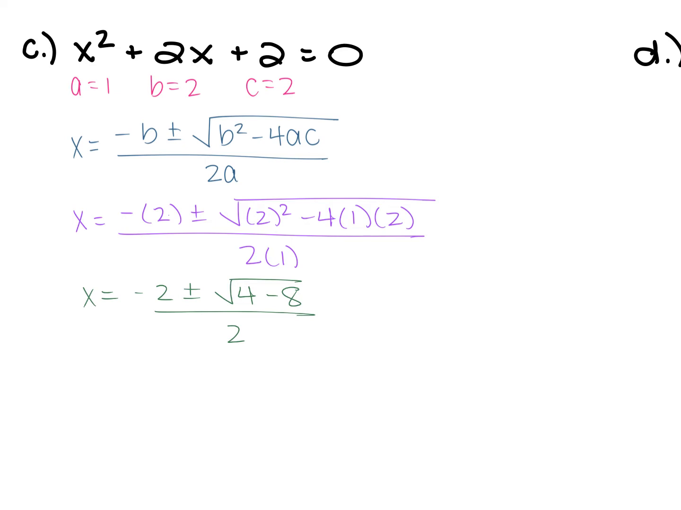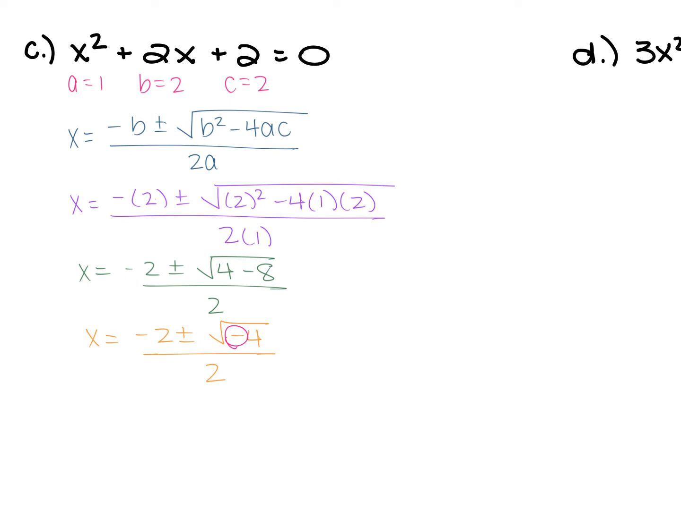This then simplifies to give us x is equal to negative 2 plus or minus the square root of negative 4 over 2. We said before we started this part of this lesson that if we are taking the square root of a negative, which in here we are, it is no solution. You cannot take the square root of a negative yet, so just write no solution for this one.